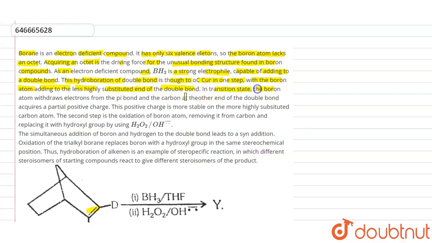In the transition state, the boron atom withdraws the electrons from the pi bond and the carbon at the other end of the double bond acquires a positive charge, a partial positive charge. This positive charge is more stable on the more substituted, highly substituted carbon atom. The second step is the oxidation of the boron atom, removing it from the carbon and replacing it with the hydroxyl group by using H2O2, OH negative.